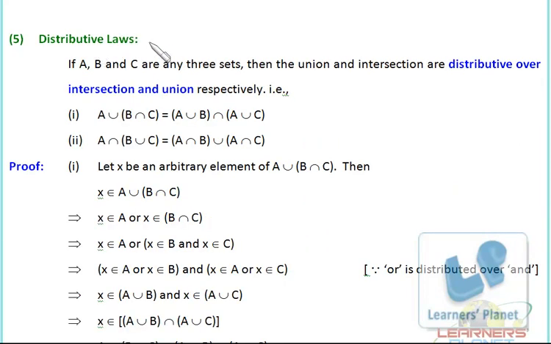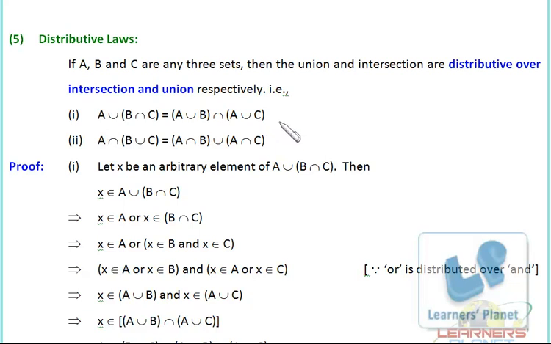Next is distributive laws. If A, B and C are any 3 sets, then the union and intersection are distributive over intersection and union respectively. That means A union (B intersection C) is equal to (A union B) intersection (A union C). We have to establish this.